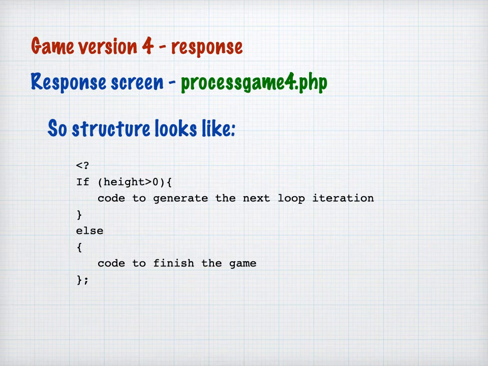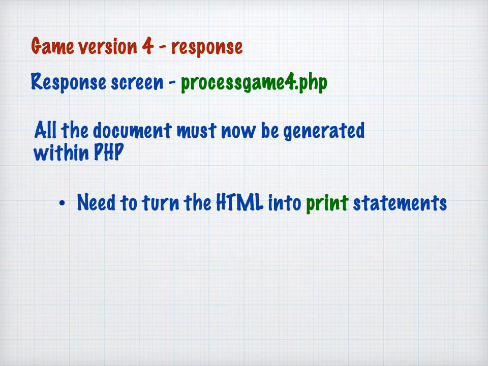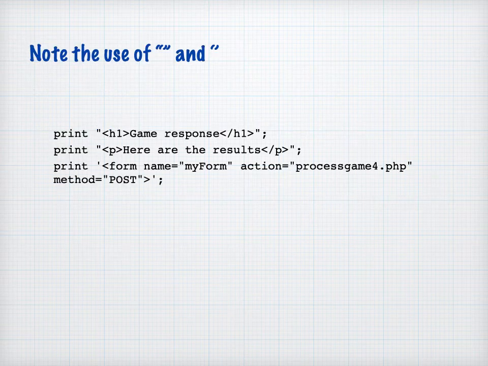So here's some very standard PHP code that's in an if statement. If the height is greater than 0, we print the form. That's what we do in that first brace. Otherwise, we finish the game. Now, the problem is that first bit where it says code to generate the next loop iteration. That's our HTML form. And we need that to actually be PHP, because we're going to embed that inside that original if statement. So we will use a whole bunch of print statements to print the HTML at that point.